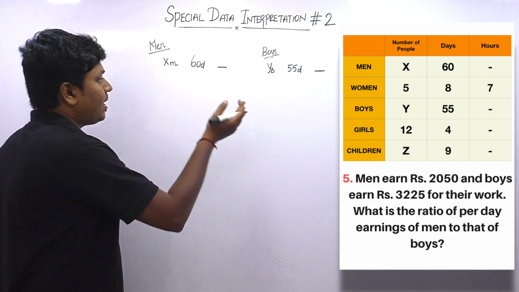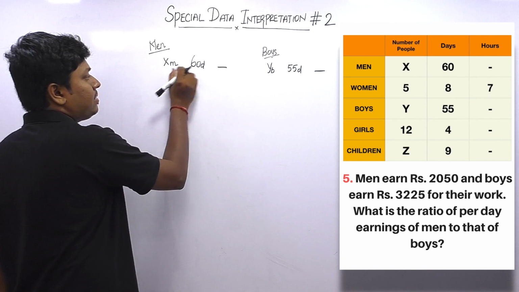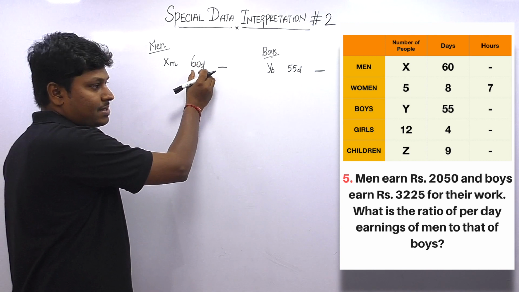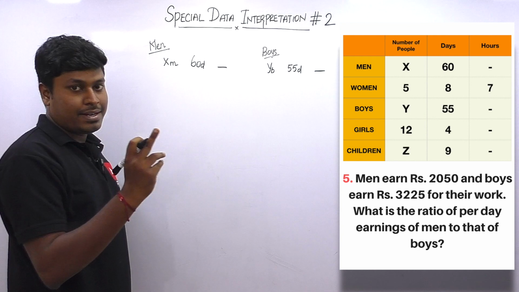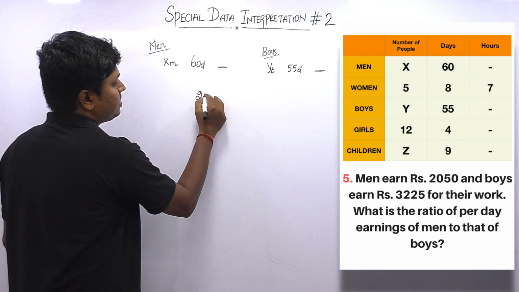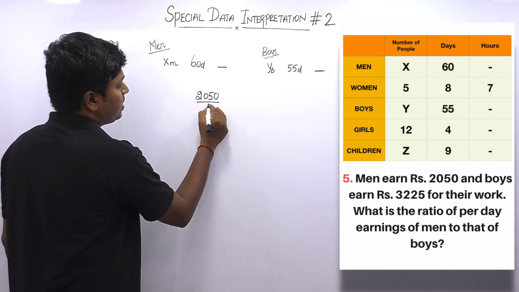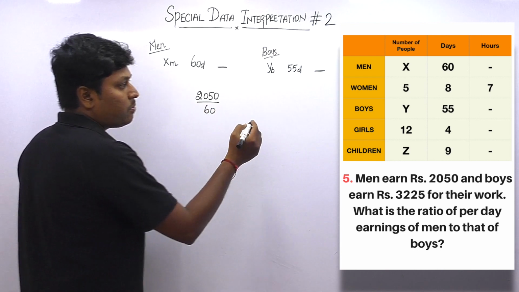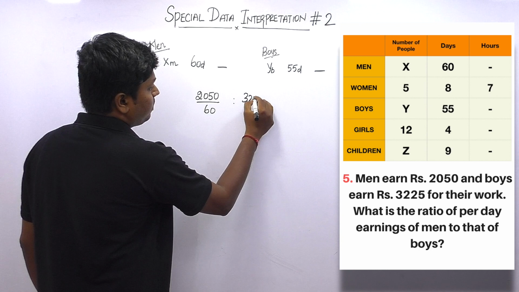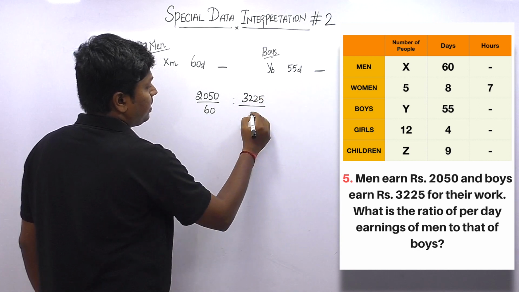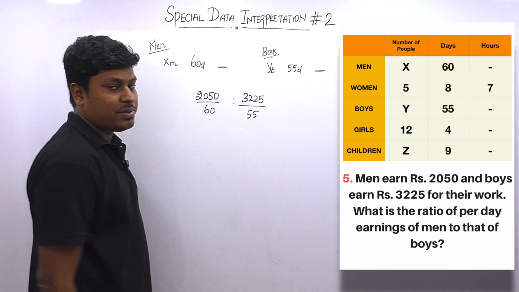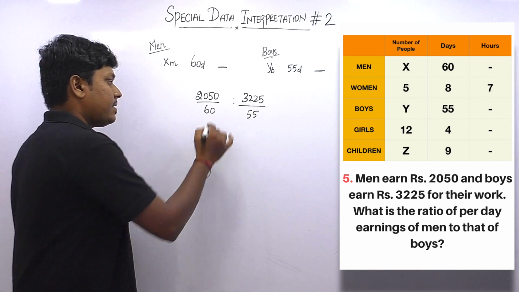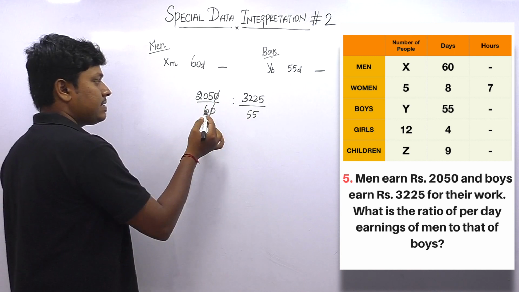It is easy. I think we already know that X men complete a piece of job in 60 days, and our target is to find per day earning, so we can directly divide this, 2050 divided by 60, where we can get per day earning. Similarly for the boys, which is 3225 divided by 55. So once you cancel this, you will get an answer. I think we can cancel 0 and 0 here.